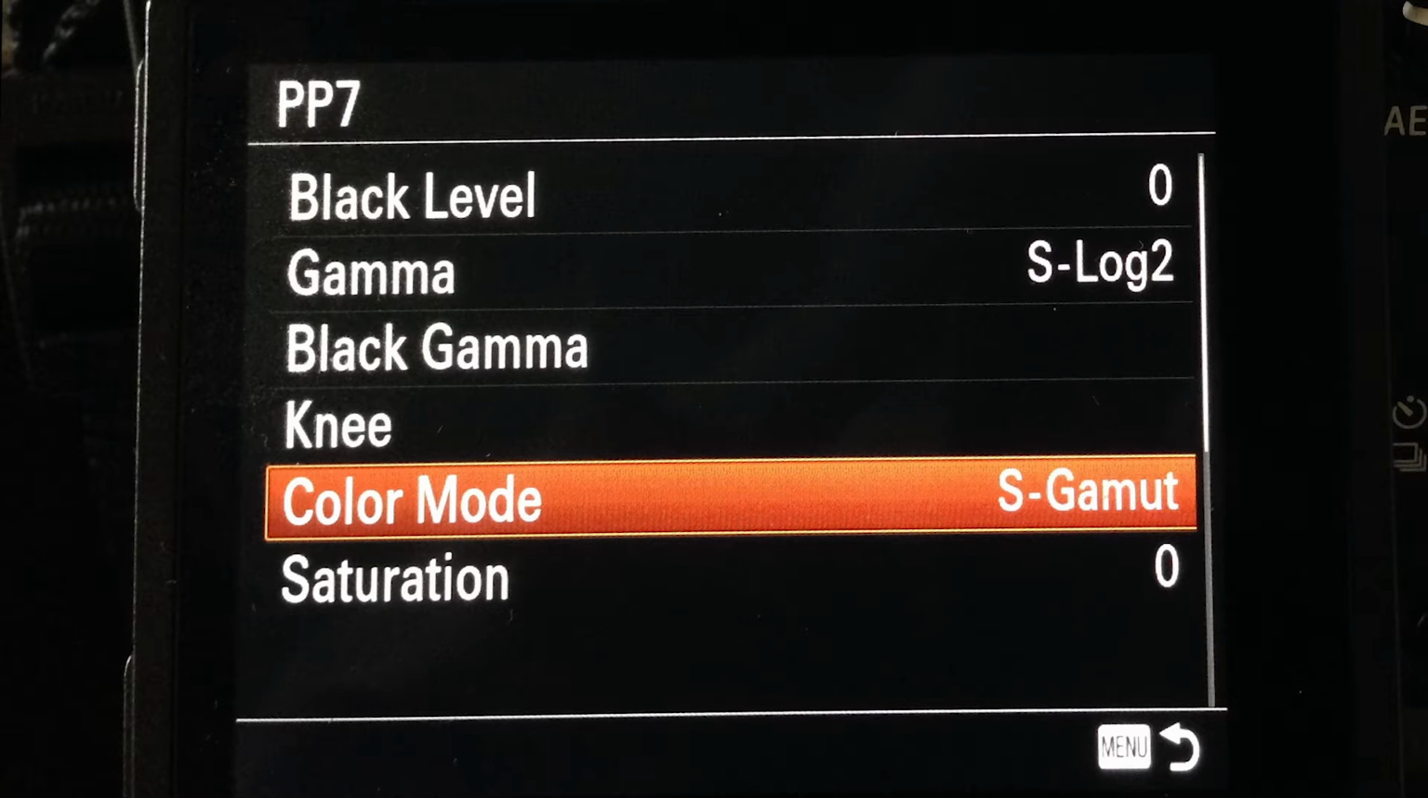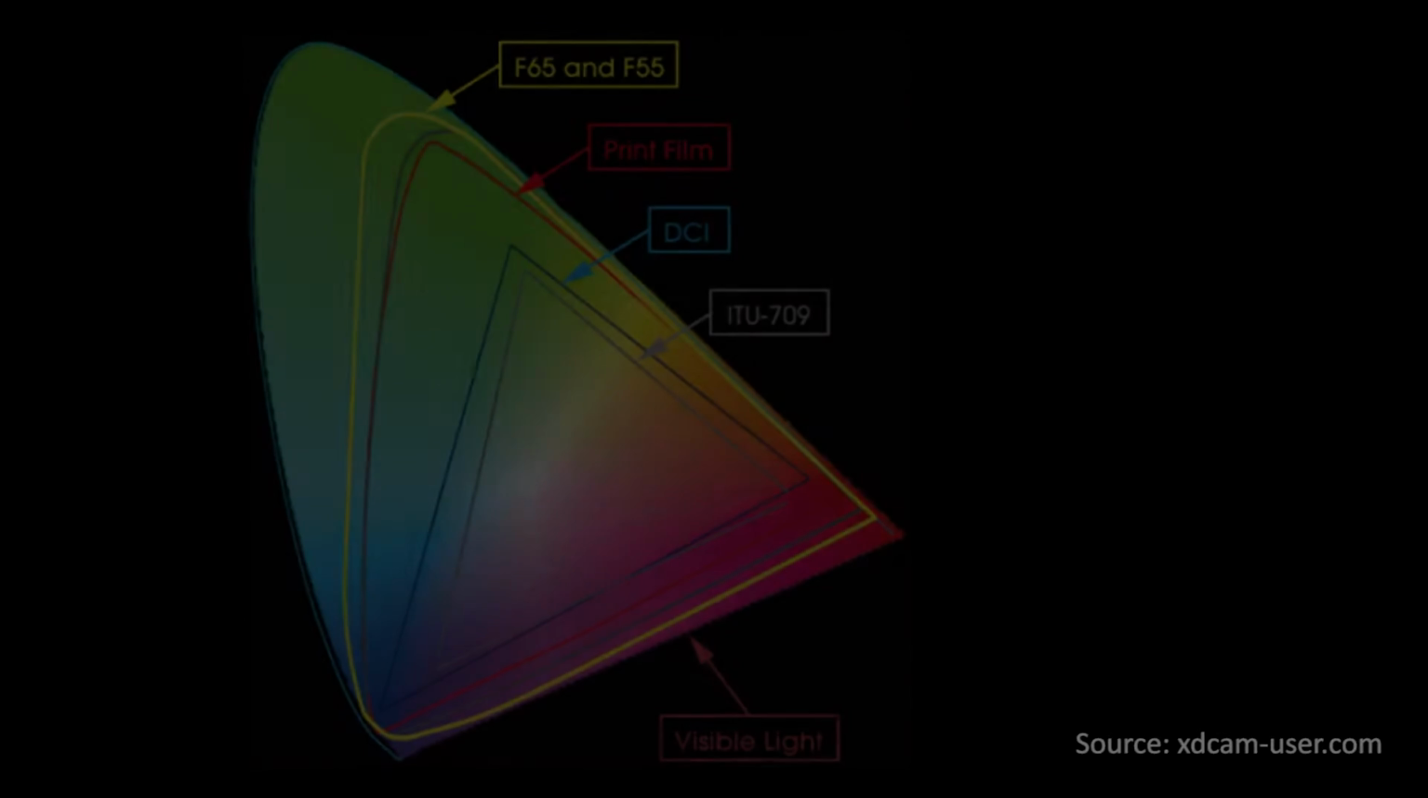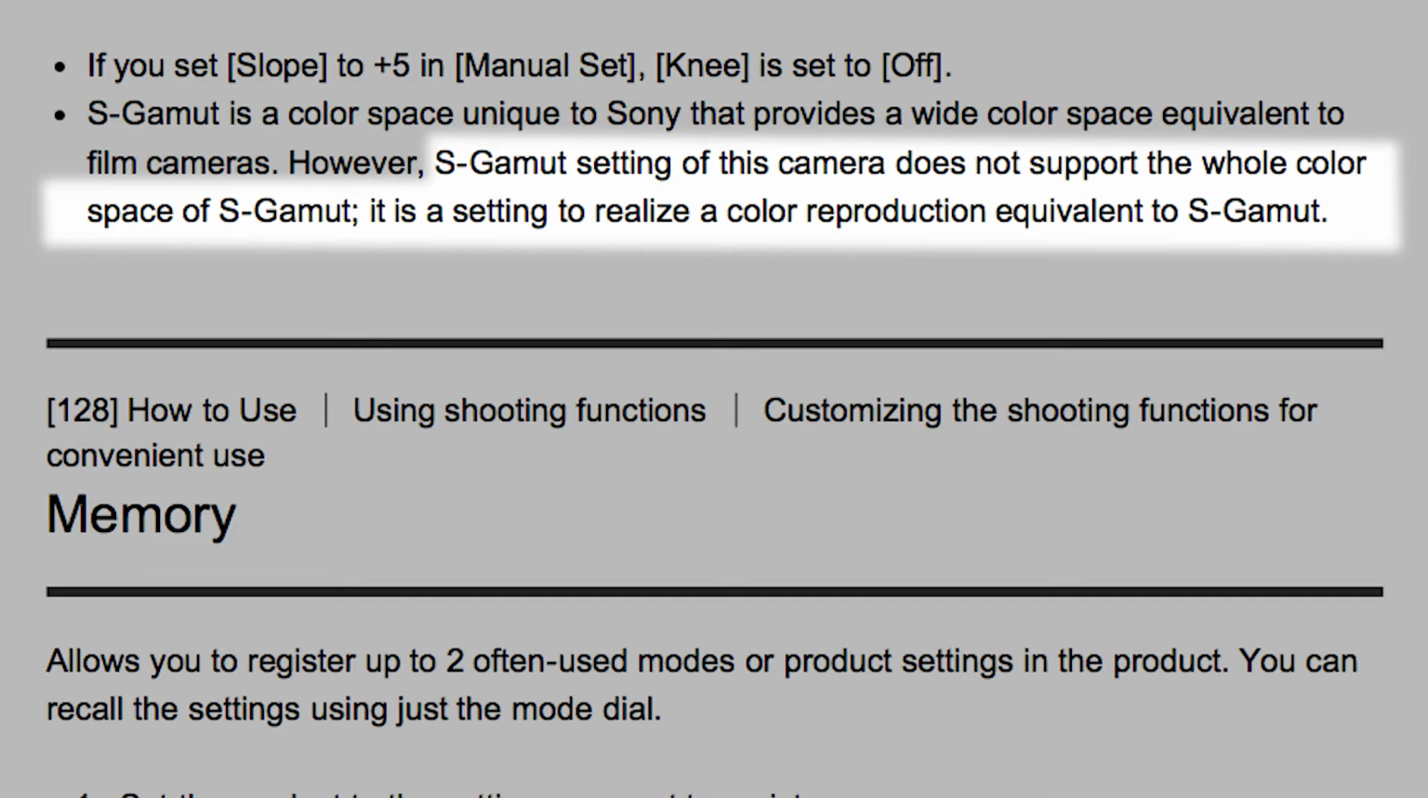Now S-gamut is a color gamut that Sony has designed to emulate the look of film, and it's used in all their high-end digital cinema cameras like the F55, F65, etc. However, there's a little note in the A7II help guide which states, "S-gamut setting of this camera does not support the whole color space of S-gamut. It is a setting to realize a color reproduction equivalent to S-gamut."